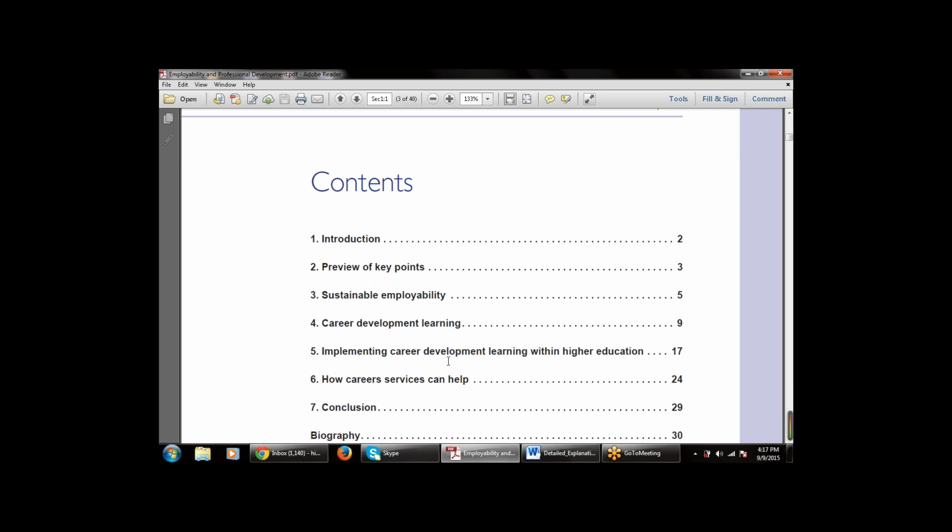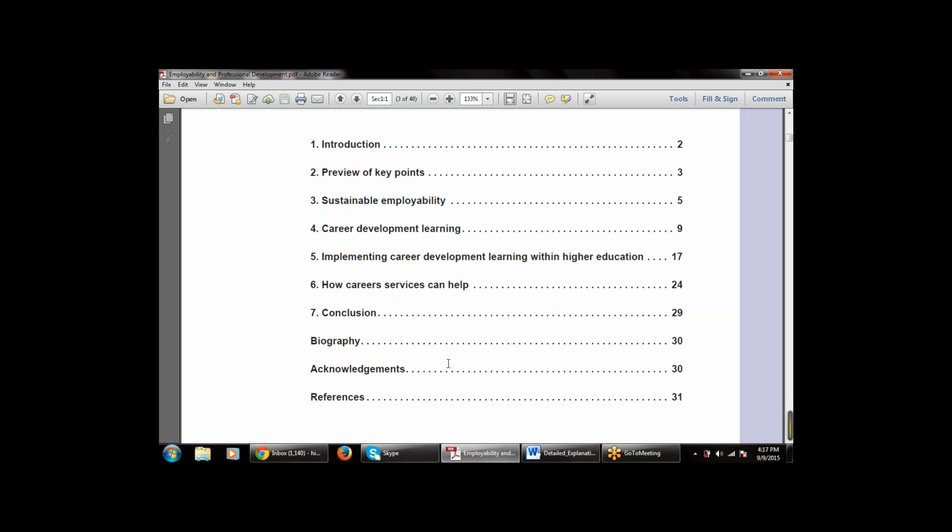First is the introduction of this concept, the employability and the professional development, then a preview of the key points. Then sustainable employability, that is how to maintain a consistent employability. Then career development learning, then implementing career development learning within higher education. Then how career services can help, that is, what are the various services available with the career services that can help the users.